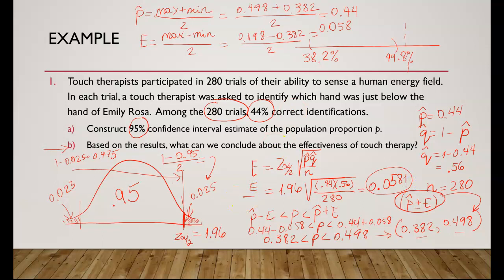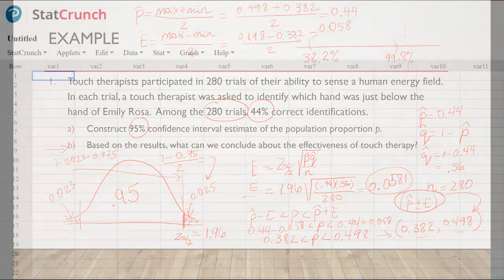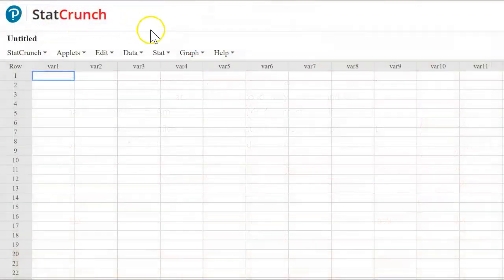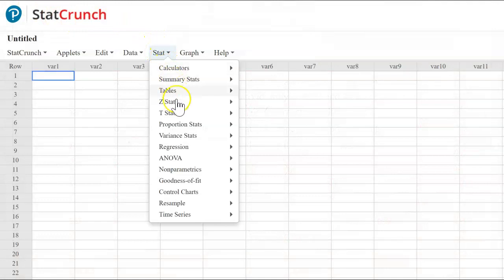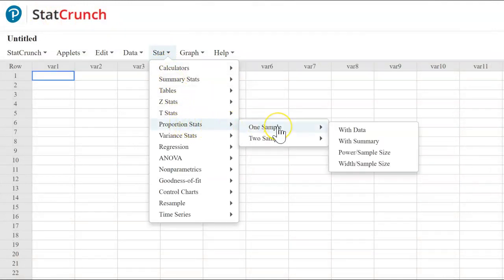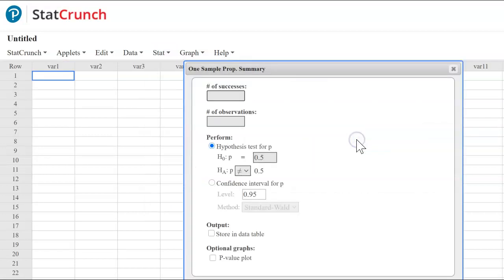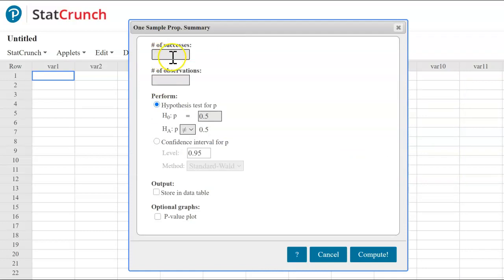Now let's look at how to find confidence interval limits using StatCrunch. To build confidence interval estimate of population proportion in StatCrunch, go to Stat, Proportion Stats, One Sample. We can build confidence interval with data if we have raw data or with summary. In this case, we have summary, so we're going to click Summary. We will need the number of successes and number of observations. The number of successes can be found by multiplying p hat 0.44 times the total number of observations.